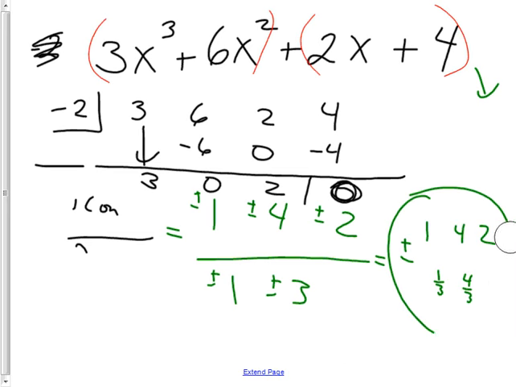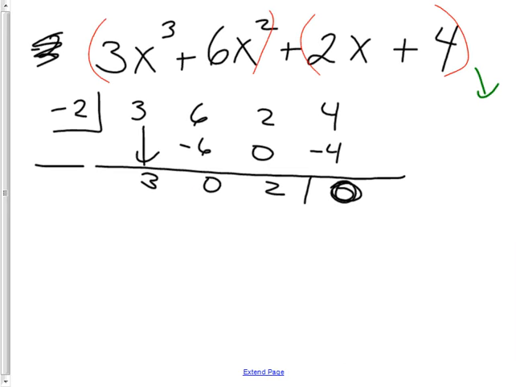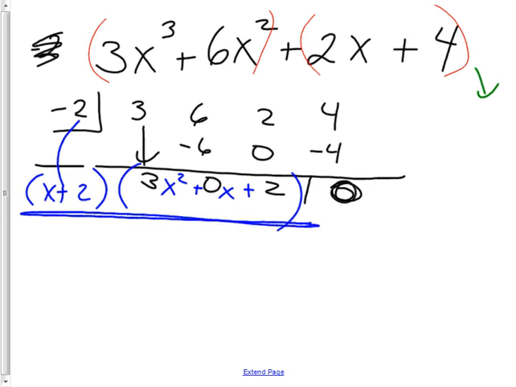So let me show you what I mean by that. The final answer for this one that you just gave me was: bring this down, x plus 2, and then this part goes in parentheses. This is the x's and this is the x squareds, and I put pluses, and there's the answer. x plus 2 and 3x squared plus 2x plus 2. Okay, that's factored. All right, so that is factoring using synthetic division and the rational root theorem.